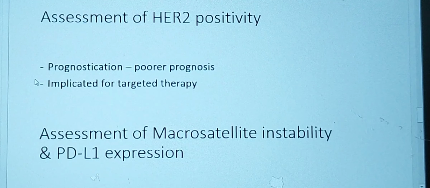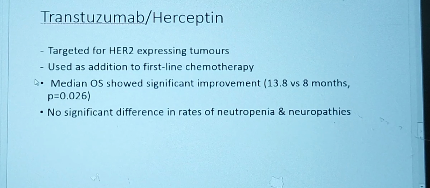HER2 implicates the next treatment for targeted therapy, which I'll explain later. HER2 positivity is usually found in patients with adenocarcinoma. It can also be used for prognostication, in which patients who are HER2 positive have a much poorer prognosis.